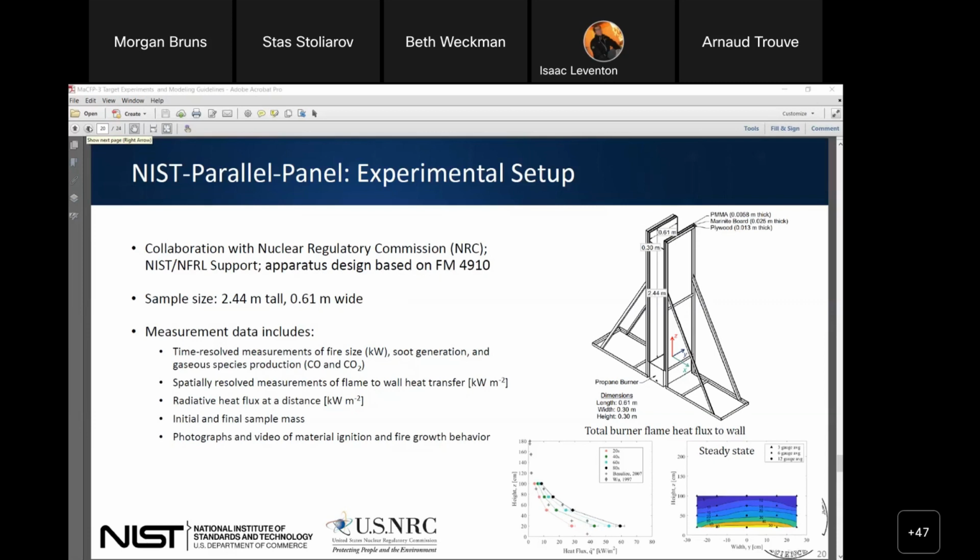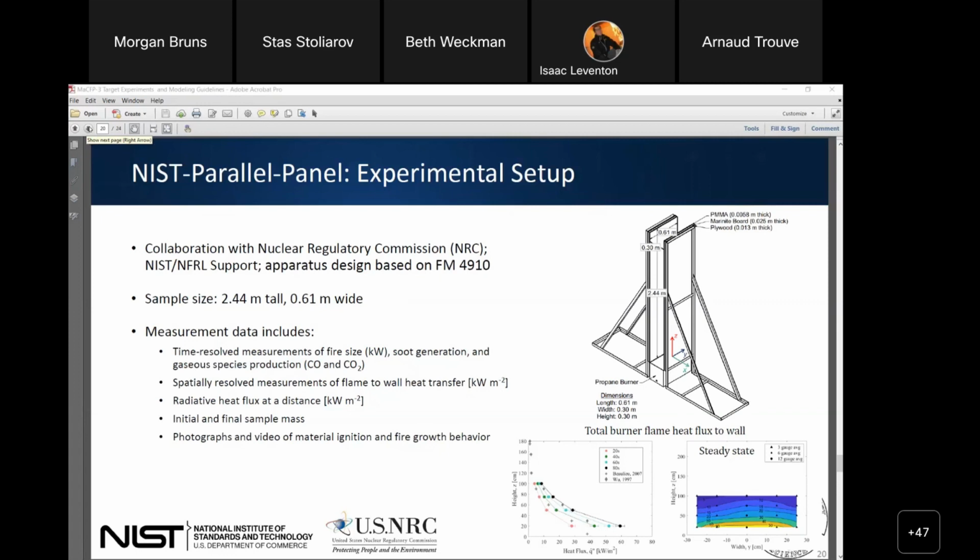The entire assembly is put underneath a 3 megawatt calorimeter in the NFRL. And this allows us to produce time-resolved measurements of heat release rate, soot generation, and gaseous species production, mainly carbon monoxide and carbon dioxide. I would have wanted to sketch out on the panels where we're measuring flame heat flux, but at 9 or 10 different heights across the panel walls, we measured centerline flame heat flux. We measured with time-resolved measurements as well. And this is total flame to wall surface heat transfer.